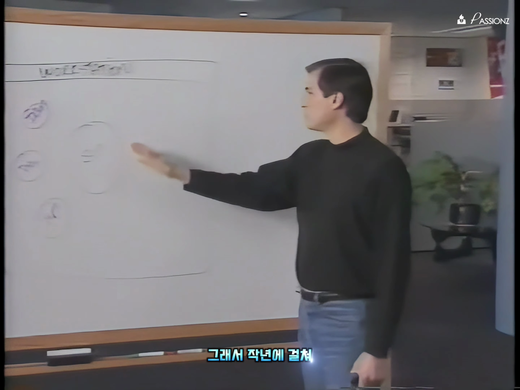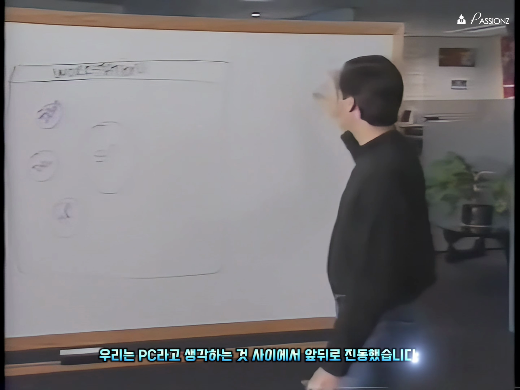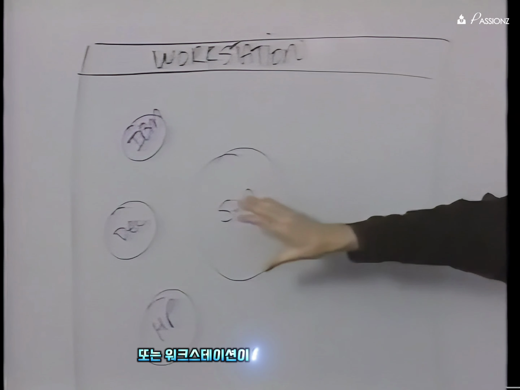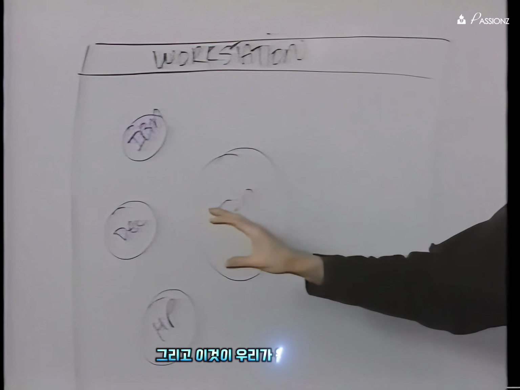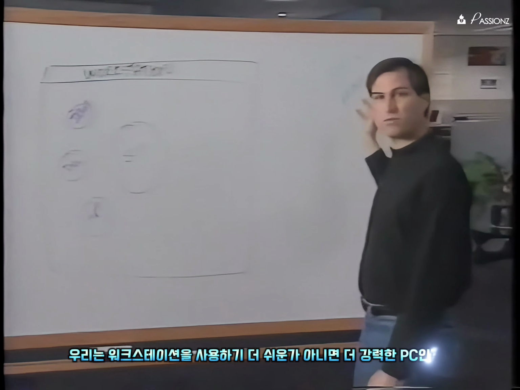So over the last year, we've oscillated back and forth between thinking that the PCs and the Macs were our competitors, and this is where we wanted to be, or the workstations were our competitors, and this is where we wanted to be. In essence, are we an easier to use workstation, or are we a more powerful PC?